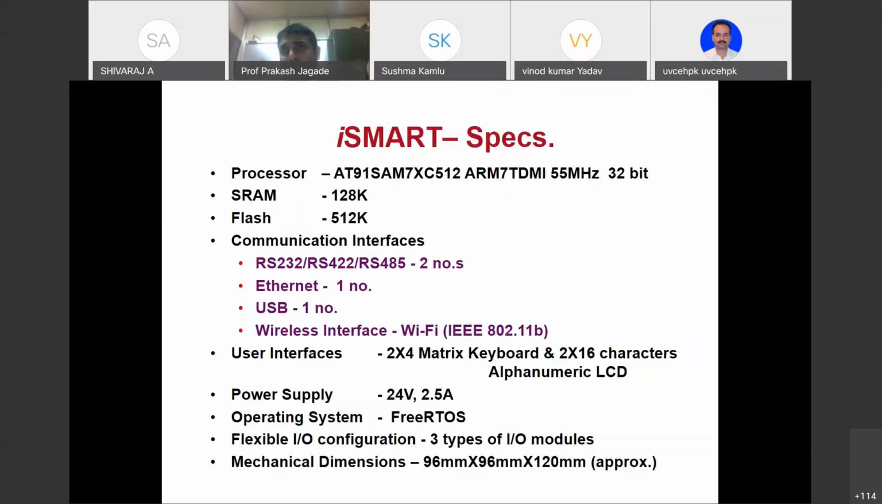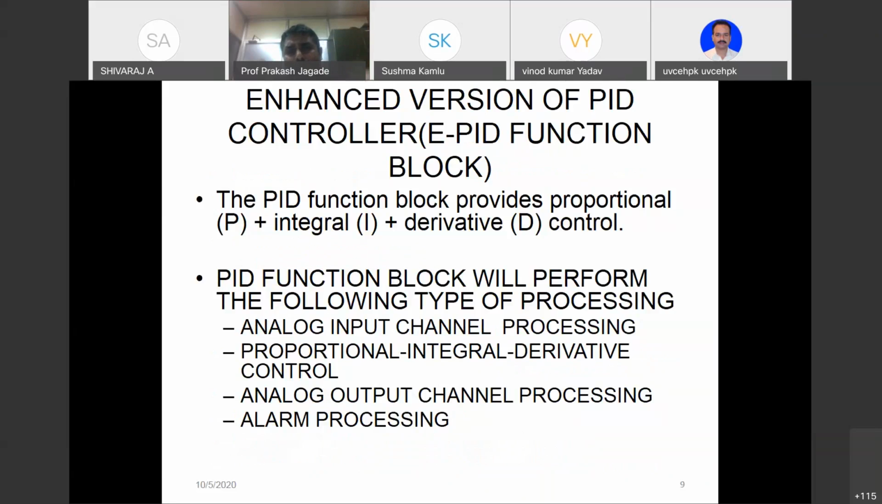There are three flexible input-output modules, AI and AO modules, and the processor used in the hardware is an ARM7 processor. We have realized various algorithms. The various forms which I had mentioned have been realized in the form of an algorithm, and we named it an enhanced version of a PID controller.